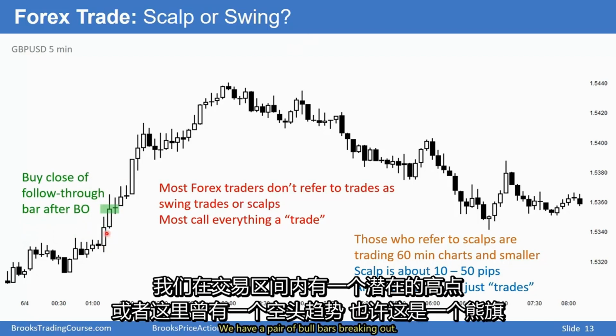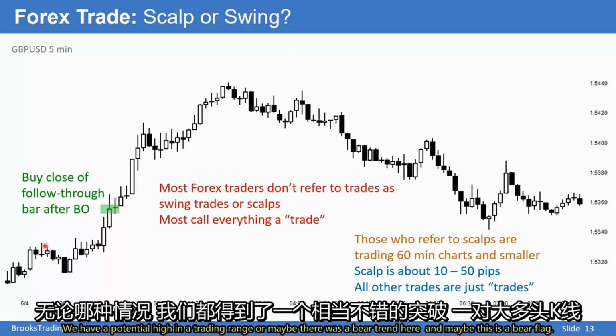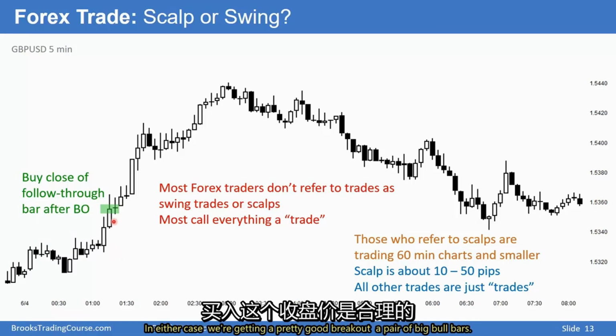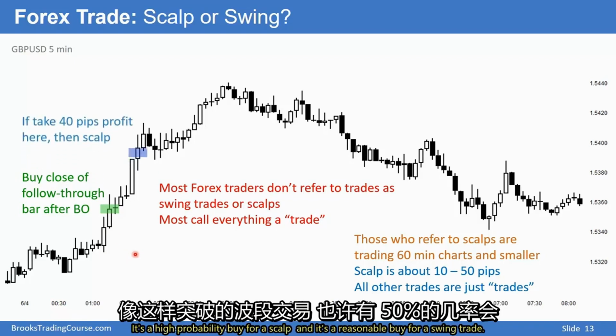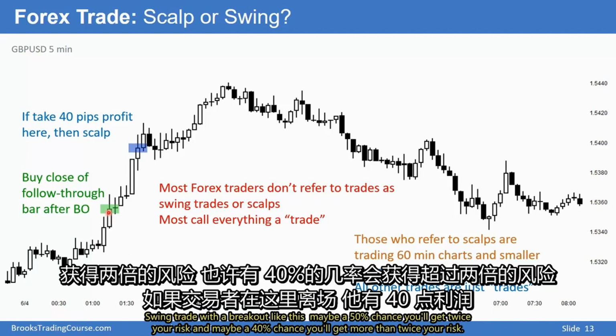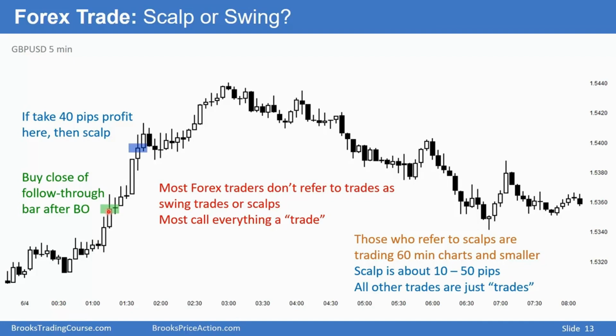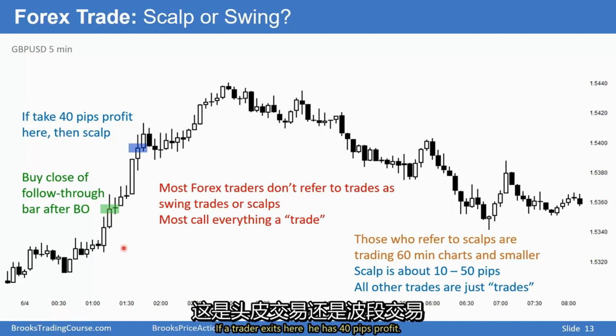We have a pair of bull bars breaking out. We have a potential high in a trading range, or maybe there was a bear trend here, and maybe this is a bear flag. In either case, we're getting a pretty good breakout, a pair of big bull bars. It's reasonable to buy this close. It's a high probability buy for a scalp, and it's a reasonable buy for a swing trade. With a breakout like this, maybe 50% chance you'll get twice your risk, and maybe 40% chance you'll get more than twice your risk.